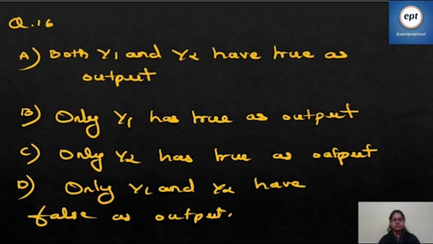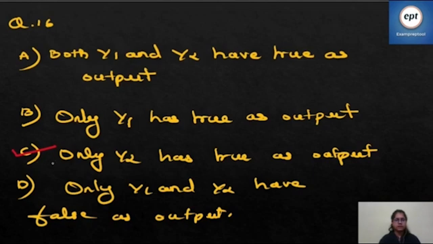Only y1 has true as output. So this is false. Why? Because y1 has false output. Okay. Only y2 has true as output. So option C is absolutely correct because y2 has true output. Only y1 and y2 have false as output. So both are not false, only y1 has false output.